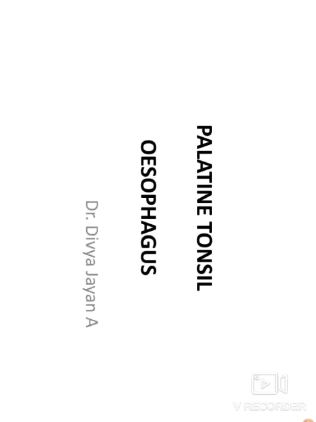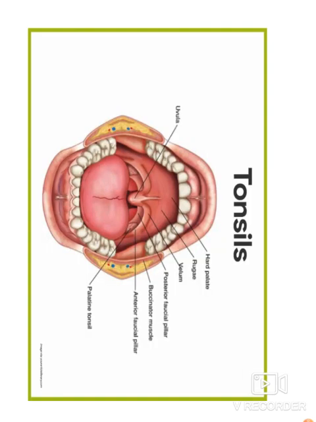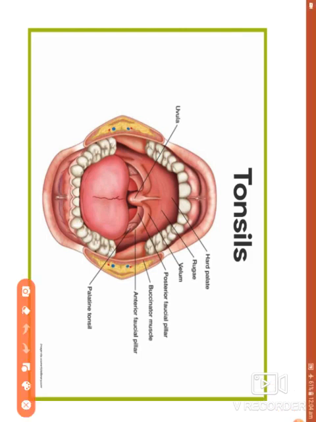Hello everyone. Here I'll discuss the anatomical features of the palatine tonsil and esophagus. First, coming to the tonsil. The tonsils are secondary lymphoid organs. The primary lymphoid organs are the thymus and bone marrow. The tonsil maintains the mature lymphocytes and initiates adaptive immunity. That's it, it's part of the adaptive immune system.